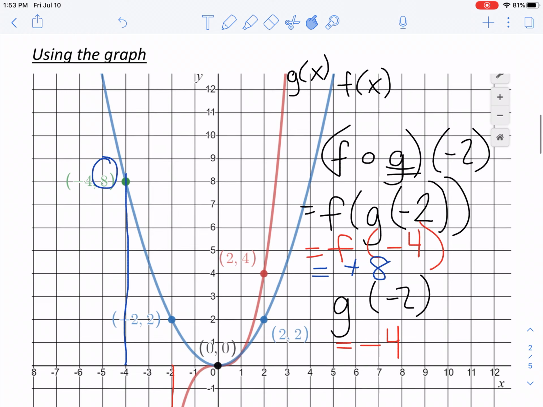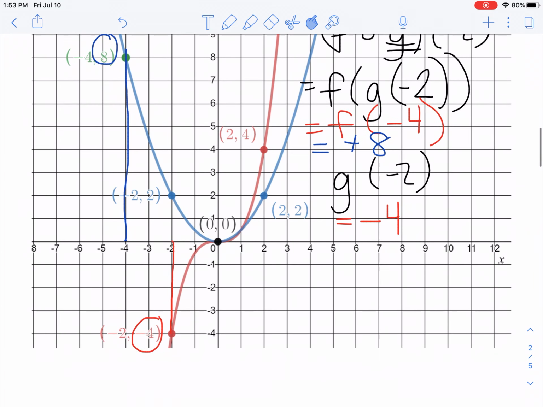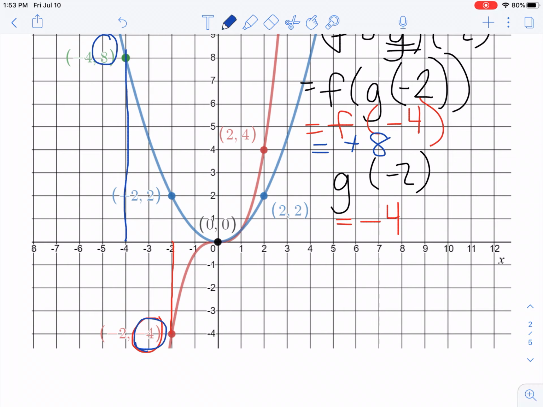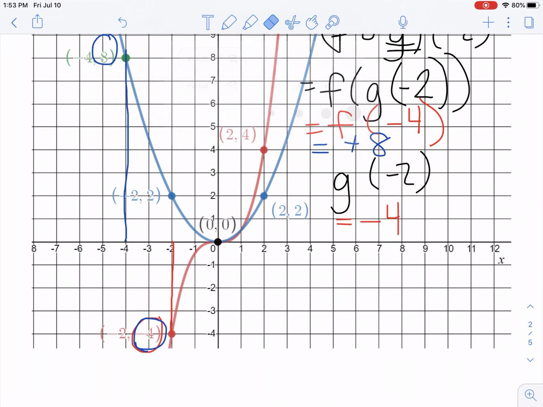So that's how you would tackle that kind of question. But what's interesting to note is that the first function you're working with, g, the output for g, so this -4, lines up with the input that you're putting into f at x. So that always has to happen. The y coordinate for the first function has to match up with the x coordinate for the second function, or it doesn't work.